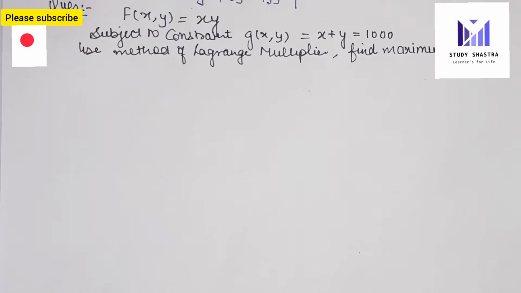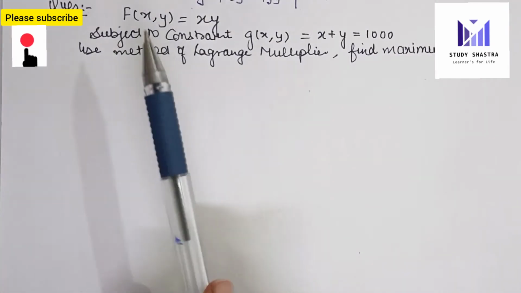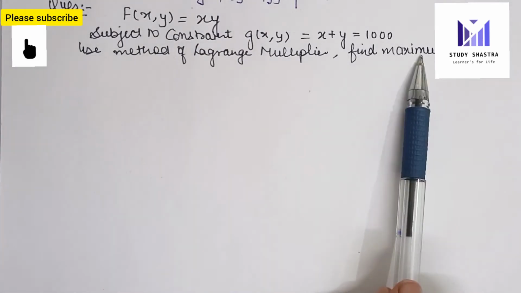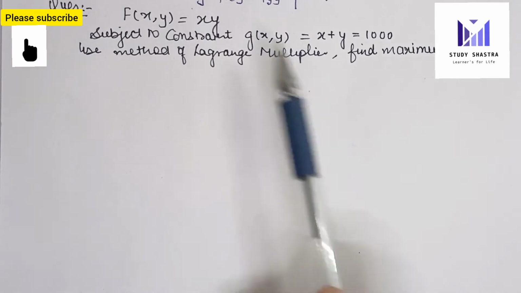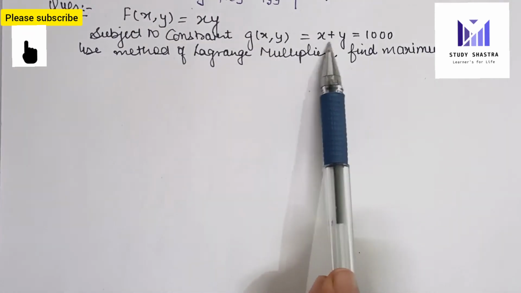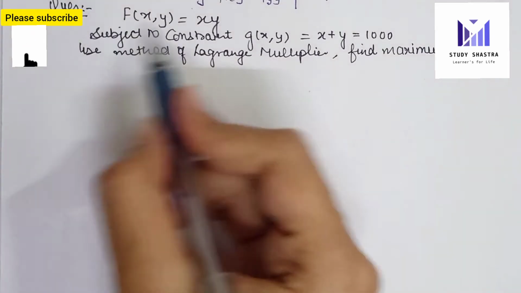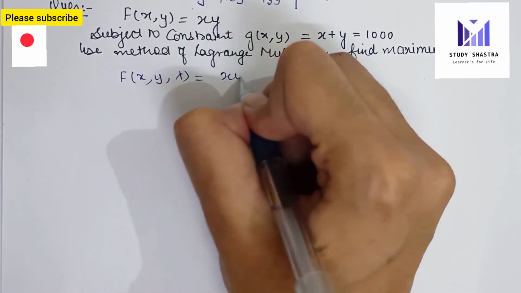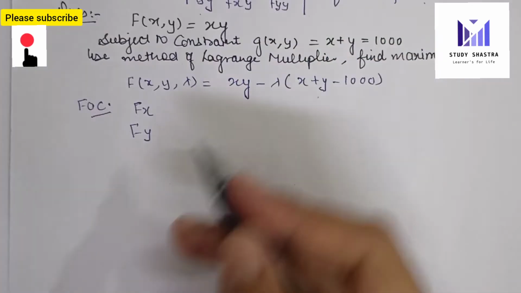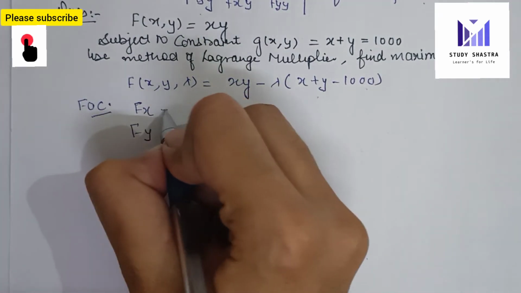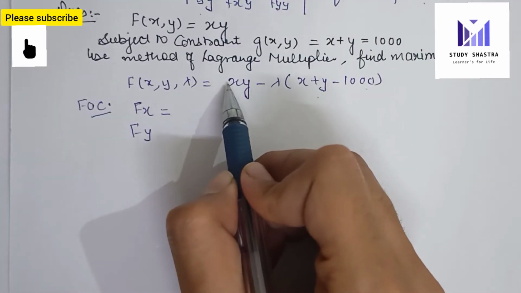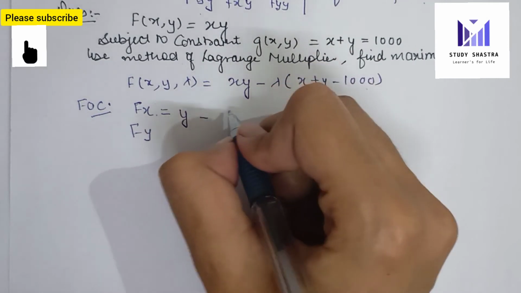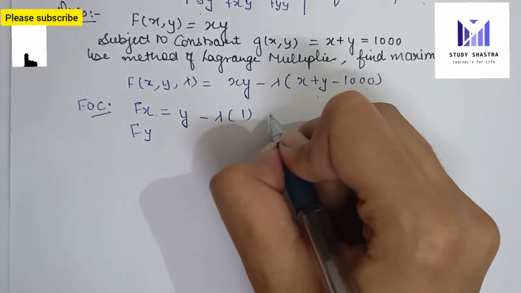So let's do an example. Students, here we have a question where f(x, y) equals xy. We have to find the maximum value using the Lagrange multiplier, subject to the constraint g(x, y): x plus y equals 1000. First we make a function F(x, y, lambda), which is xy minus lambda times (x plus y minus 1000). Finding Fx, the differentiation of this function with respect to x gives y minus lambda multiplied by 1, which equals 0.